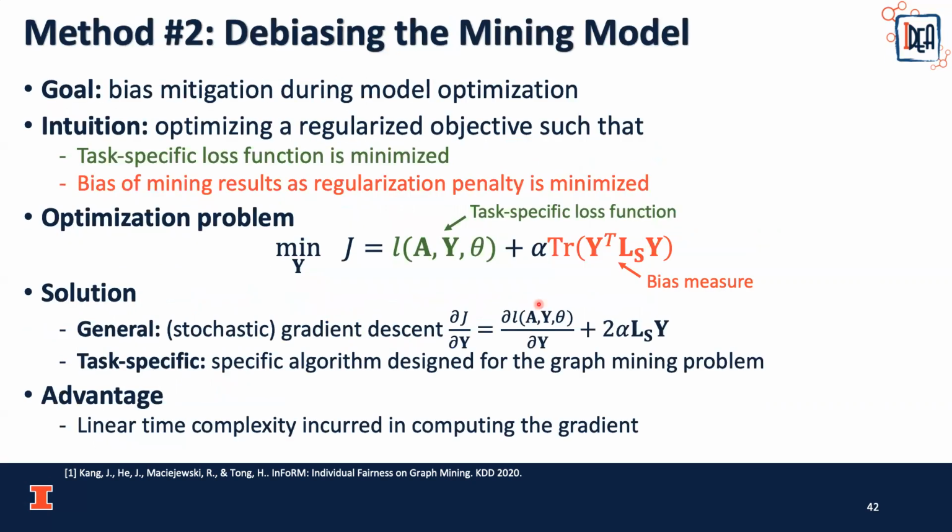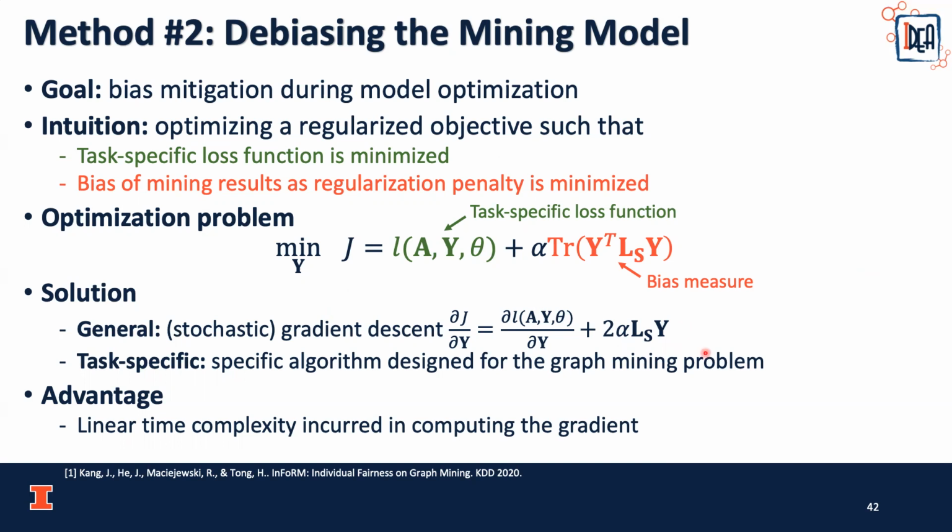And now we come to the second method, which is debiasing the mining model. Basically, it aims to mitigate the bias during the model optimization by adding this individual bias measure as a regularization term in this entire optimization problem. And this problem can be solved by two different strategies. The first one is a general solution, which uses stochastic gradient descent-based optimization techniques to minimize the loss function. And a good thing is that it only needs an additional linear time to compute the gradient for this individual bias term.